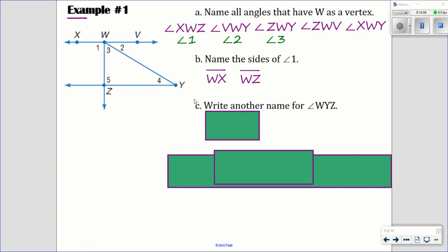Write another name for angle WYZ. WYZ, that's angle 4. So this is showing you how many different ways you can name an angle. So vertex is the middle, so that letter has to be in the middle when you're labeling it. And an angle always has 3 letters when you're labeling it. Notice it's 3. If there's 2 letters, then that means you're telling me it's a line. If there's 3, it's an angle.